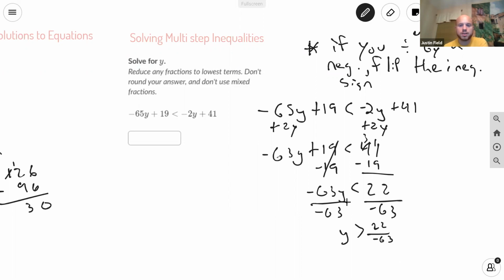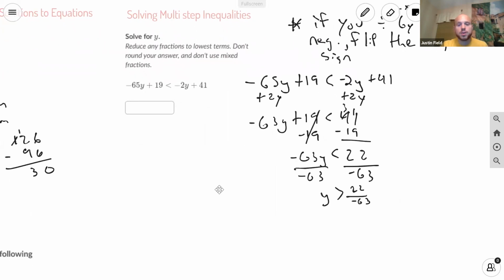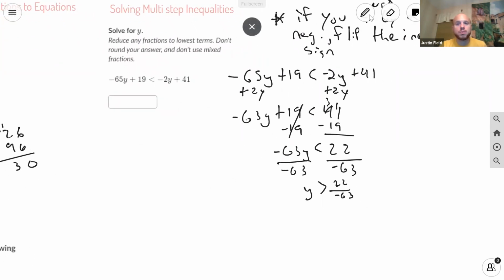Okay. And then it says reduce any fractions. Don't round your answer. Don't use mixed fractions. Thank you, Khan Academy. When you get to Algebra 1 and beyond, we do not do mixed numbers anymore. It's all improper fractions. But this is a proper fraction. That's just in general. Okay.